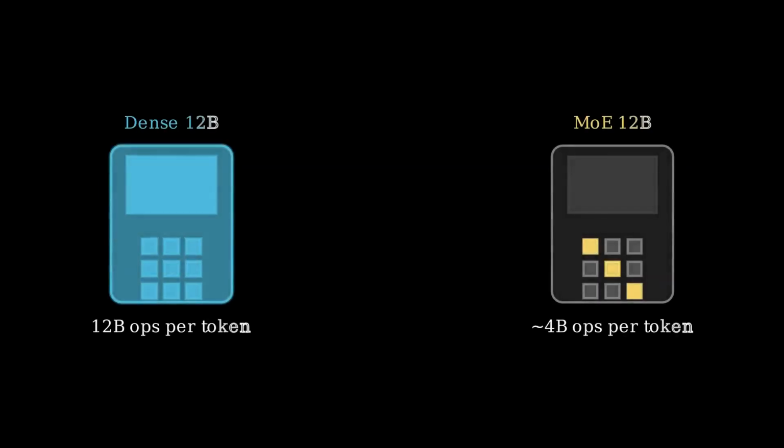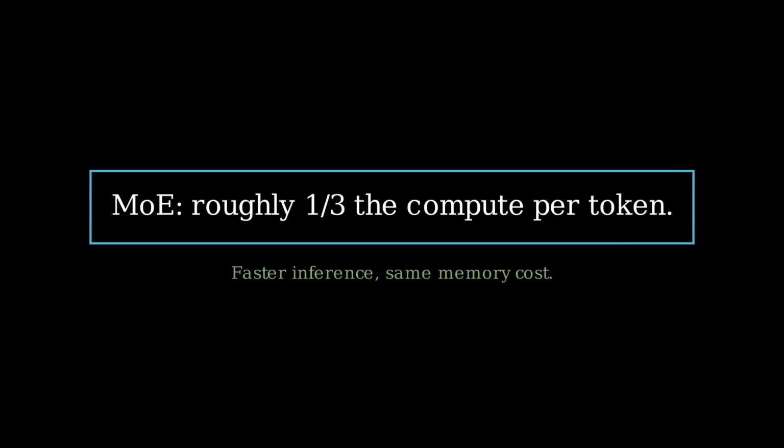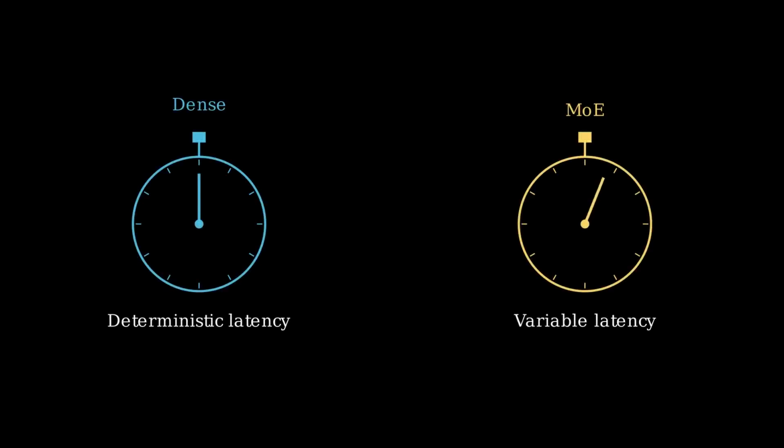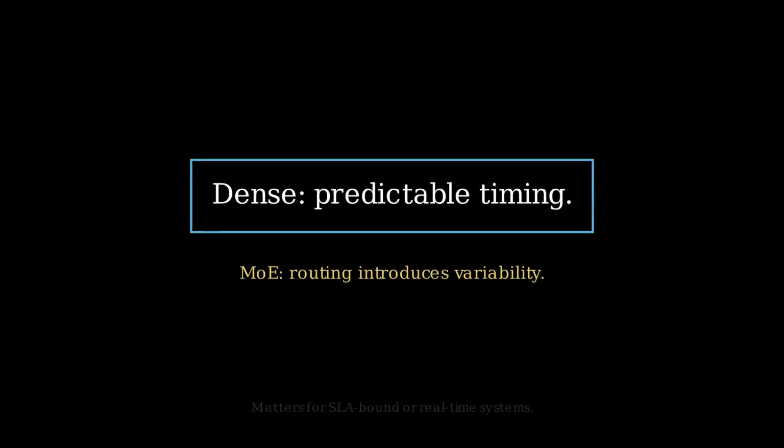Compute per token. The 12 billion dense model does 12 billion operations per token. An MoE of the same total size typically does around 4 billion operations per token, roughly a third of the compute. Latency behavior. Dense models give deterministic timing, same work every time. MoE routing introduces variability. Different tokens hit different experts. Where predictable timing matters, dense behaves better.